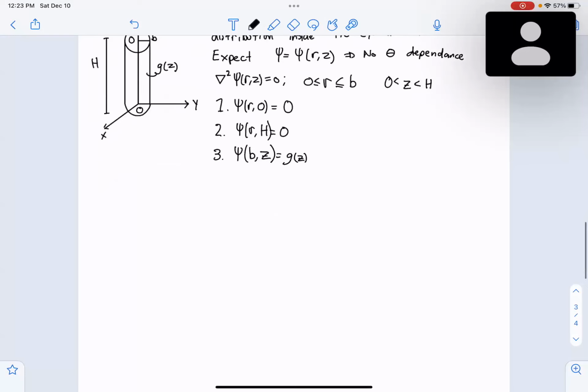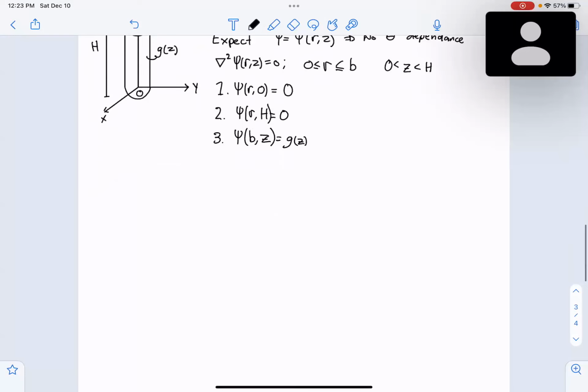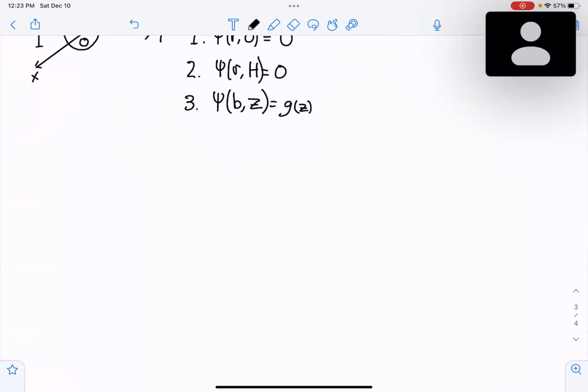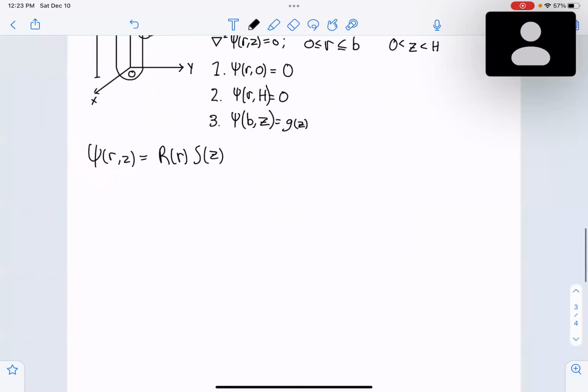So straightforward there. What we're going to go ahead and do is something we've been doing for a lot of BVPs throughout the semester. We're just going to go ahead and do our separation of variables, given that we have a homogeneous problem here. So we have phi of r, z equal to some function big R of r times some function big S of z. Pretty straightforward there.